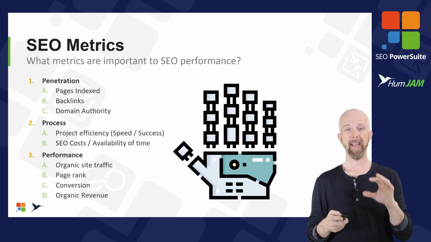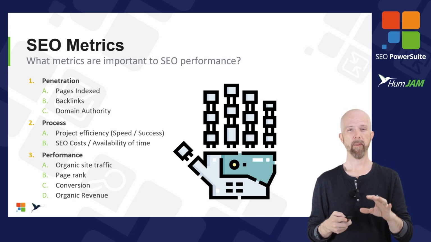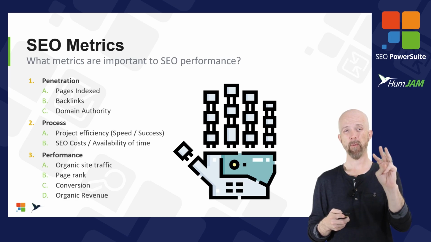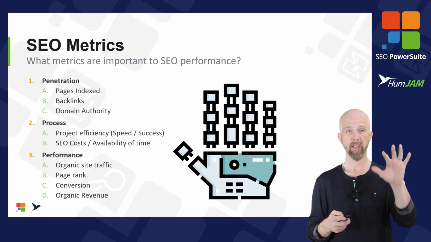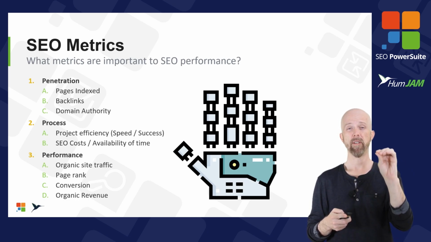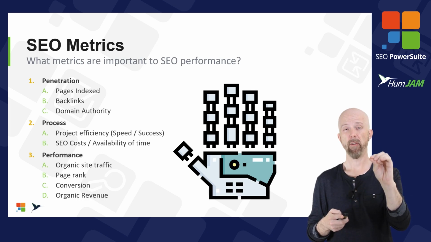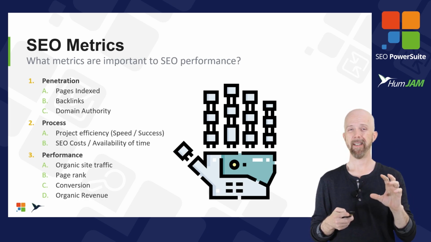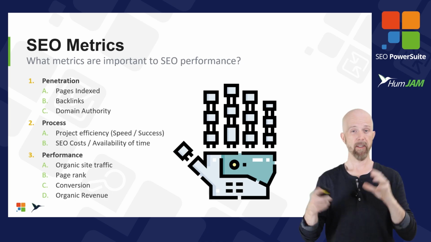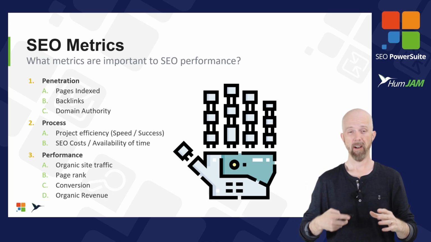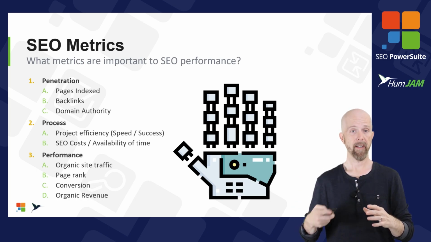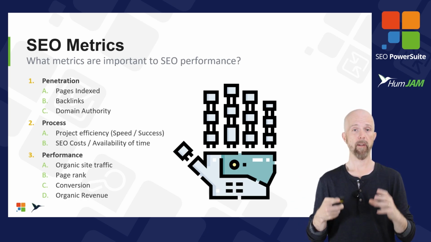Now, here are the main SEO metrics. What are the most important SEO performance metrics? I break it down into 3 P's, which I call penetration, process, and performance. Penetration is penetration to the market and to Google. How many pages are indexed? How many backlinks do you have? What's your domain authority? And then the process basically is project efficiency, the speed, success, and the costs. Are your SEO costs high? Availability, time, how well is the process going for your SEO?